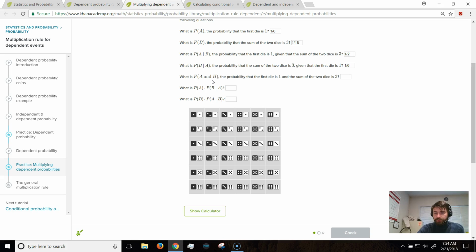So what's the probability of A and B? This is just the probability out of everything happening. What's the probability that these both happen? A and B is just this one right here. It's where they both occur, where the 1 is first and there's also a sum of 3. That's out of 36. So I know that this is 1 out of 36, because there's only one way for this to happen out of 36 possibilities.